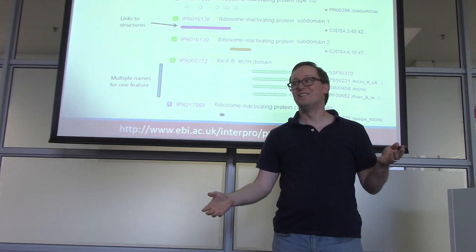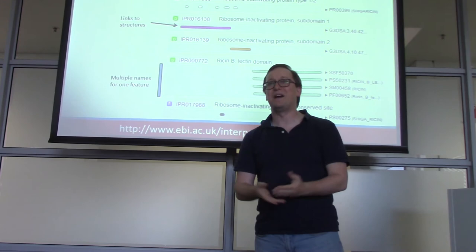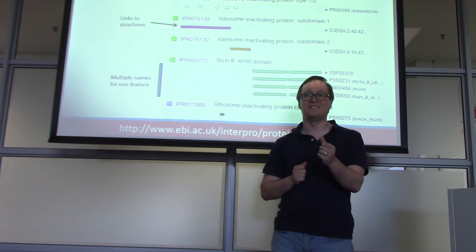We obviously need our ribosomes to be making proteins, and if the ribosome is inactivated by ricin's attack, you're in a very big world of hurt. So a very tiny amount of ricin can kill you.